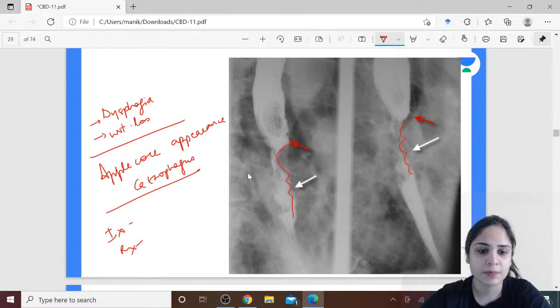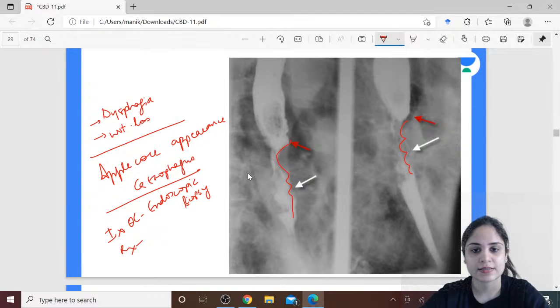Investigation, of course, the investigation of choice, if you ask me, will be endoscopic biopsy, because you need to take a biopsy, you need to confirm that it is actually malignancy, and you also need to see whether it is squamous cell carcinoma or adenocarcinoma. Okay, what will be your treatment? Remember, barium swallow will not be the investigation of choice. Barium swallow will help you diagnose, but investigation of choice is endoscopy and biopsy. What will be the treatment for this case?